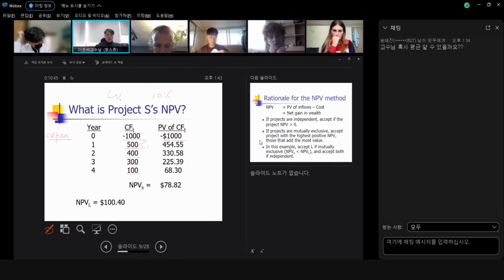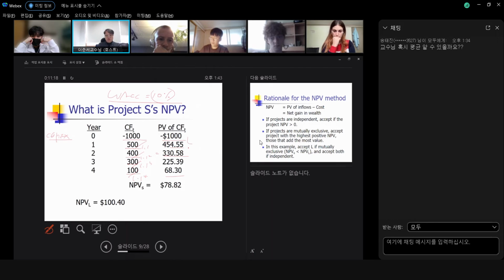So we already figured out WACC was 10%. So if we use the 10% of WACC, then the present value of cash flow at time one is 454.55 because 500 divided by 1.1. How can we get the 330.58? 400 divided by 1.1 squared. How can you get the 225.39? 300 divided by 1.1 to the power of 3. How can you get the 68.3? 100 divided by 1.1 to the power of 4.